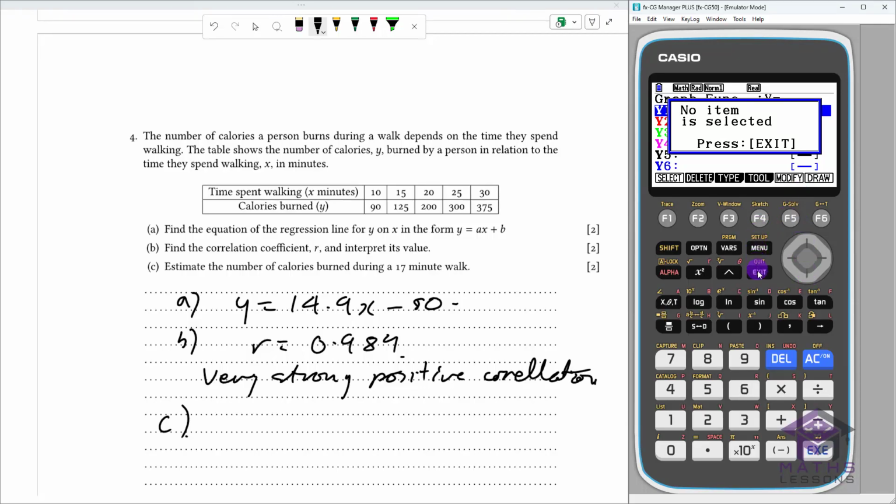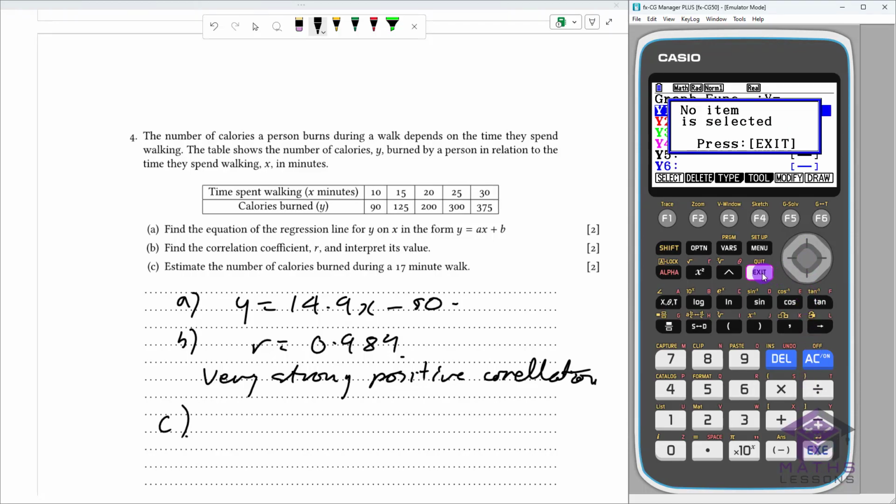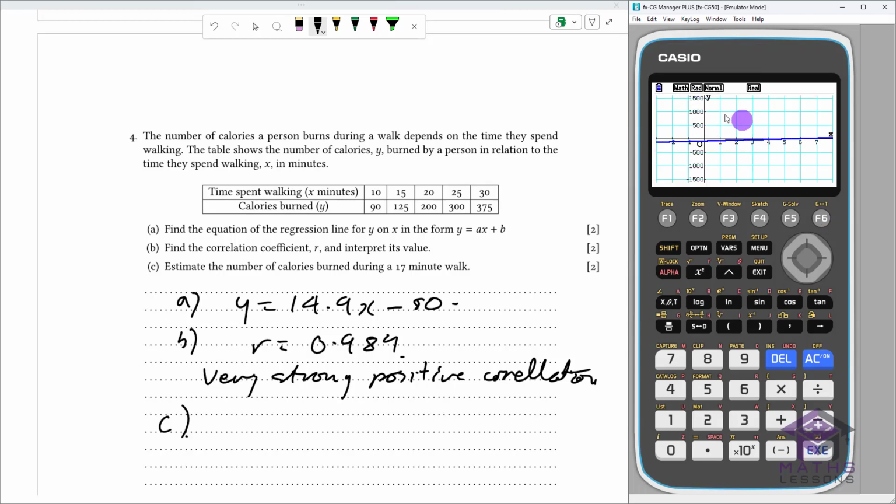Weird. Okay, let's go exit. Go down. Press execute. No item is selected. That's really weird. Okay, so let's just go in there and then press execute. And now I'll try drawing. There we go, and we've got our line.